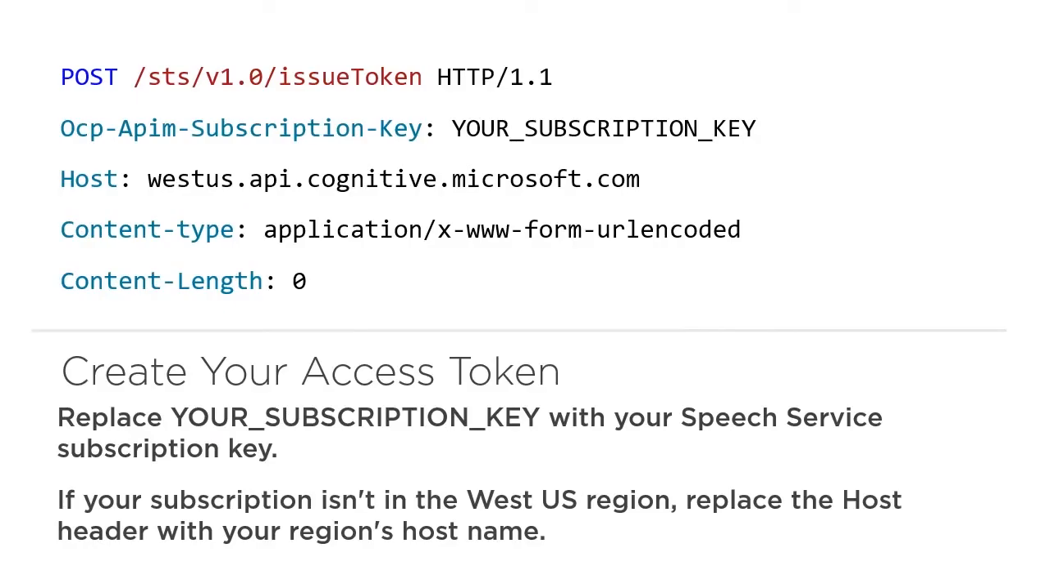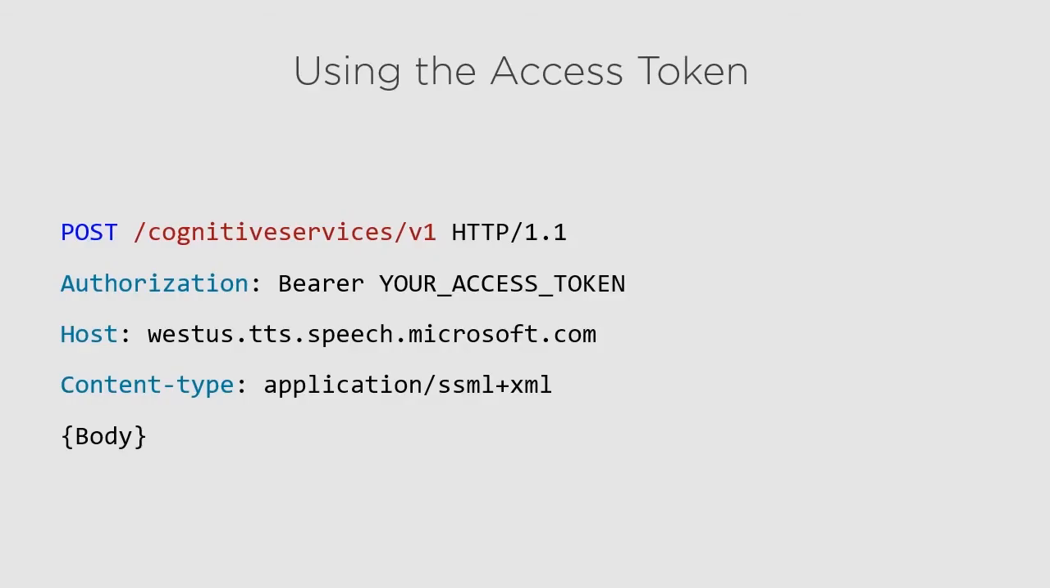This is an example of a simple HTTP request to get that bearer token. You replace your subscription key with your speech service subscription key. You'll note the one we just created and showcased in the previous demo. If your subscription isn't in the West US region, replace the host header with your region's host name.